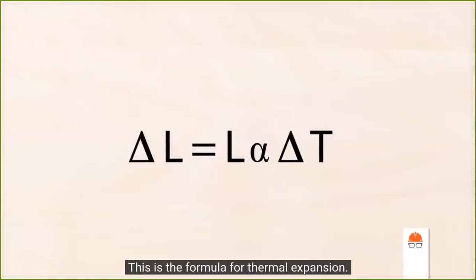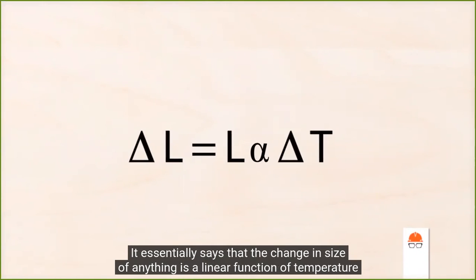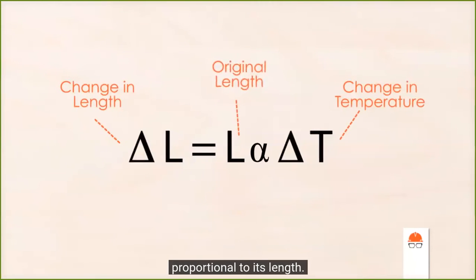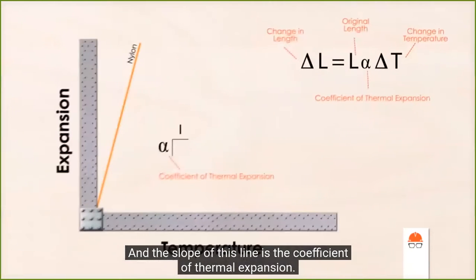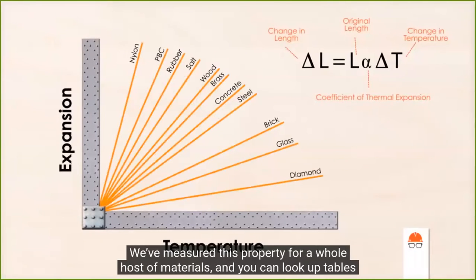This is the formula for thermal expansion. It may look complicated, but it's really not. It essentially says the change in size of anything is a linear function of temperature proportional to its length. And the slope of this line is the coefficient of thermal expansion. We've measured this property for a whole host of materials, and you can look up tables online.